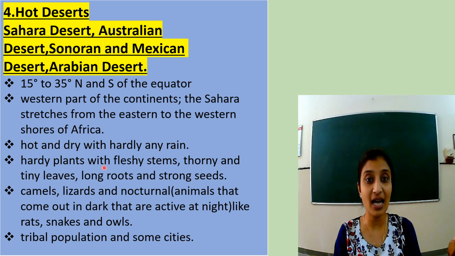What do you mean by hardy plants, children? Hardy plants means plants which grow in any condition. They have long roots, so they go deeper in search of underground water. They also have thorny and tiny leaves, so the water in the plants does not get evaporated. These plants survive in any condition. Hence, they are called hardy plants. Have you seen cactus, children? They grow in deserts and do not need much water to live.